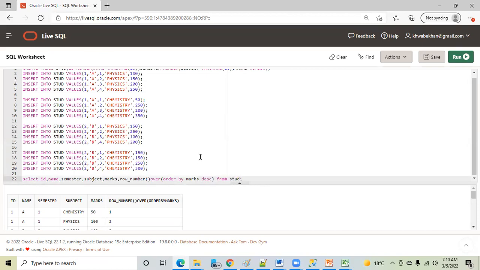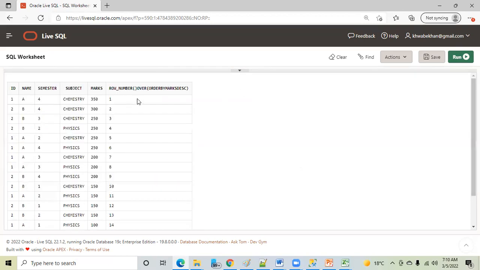You can play with this. Make it ascending, descending, or whatever you want. This is a simple one. Now see, it is reversed. The one who has scored the maximum marks gets serial number 1, and so on. Hope this is clear. The function of this is very simple, very straightforward.